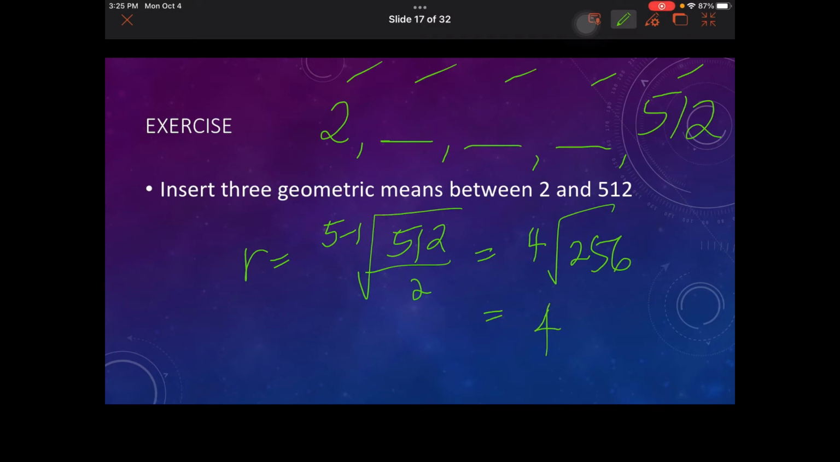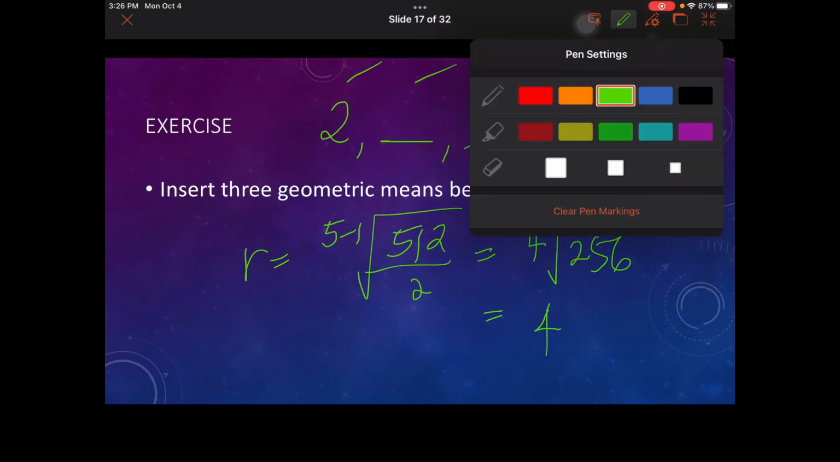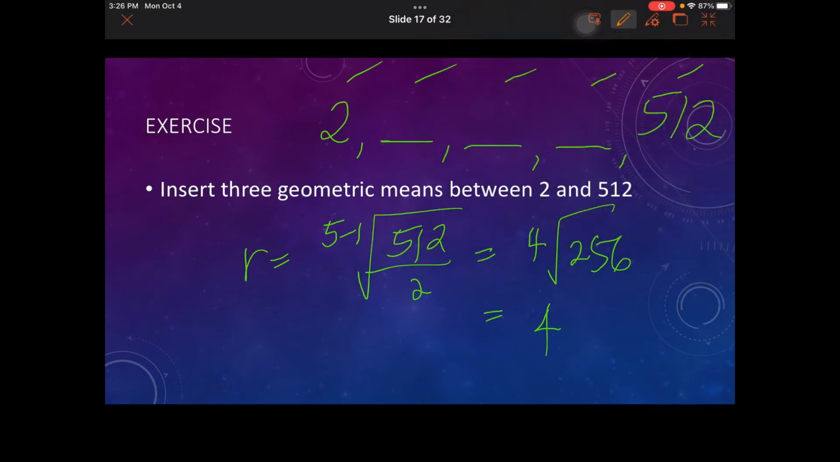Pag nakuha na natin ang R natin, madali na lang tayong magsosolve for the geometric means. We just multiply. 2 times 4 is 8. 8 times 4 is 32. 32 times 4 is 128. So, yay! Did you get the same answer? I hope so. Ibig sabihin, good job para sa'yo.